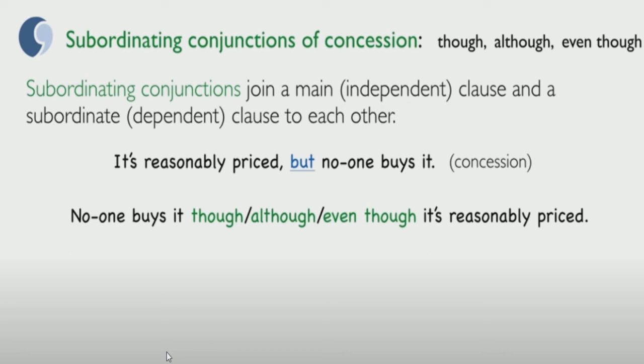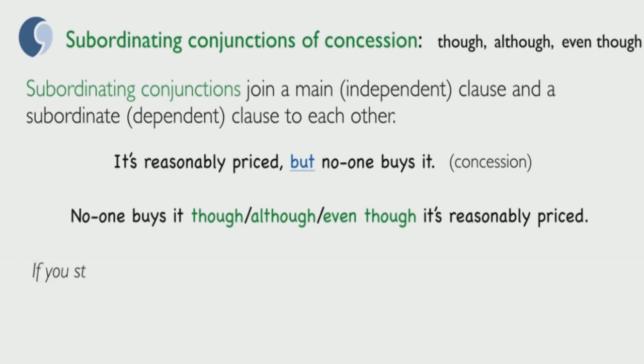И no one buys it, though it's reasonably priced. No one buys it, although it's reasonably priced. No one buys it, even though it's reasonably priced. Так, никто его не покупает, хотя продукт имеет резонную цену. Even though, даже при условии, что продукт имеет резонную цену.